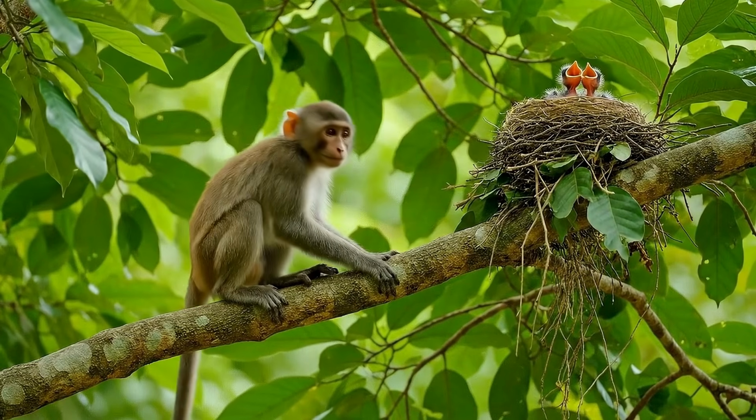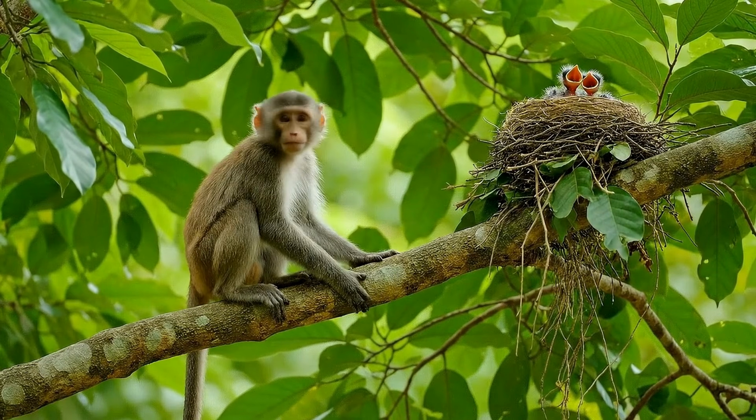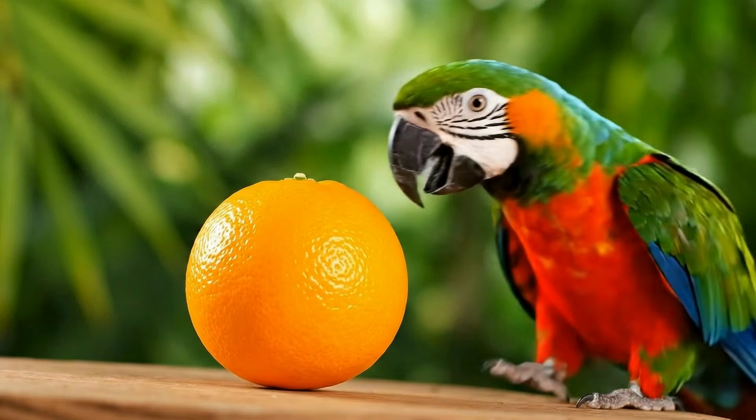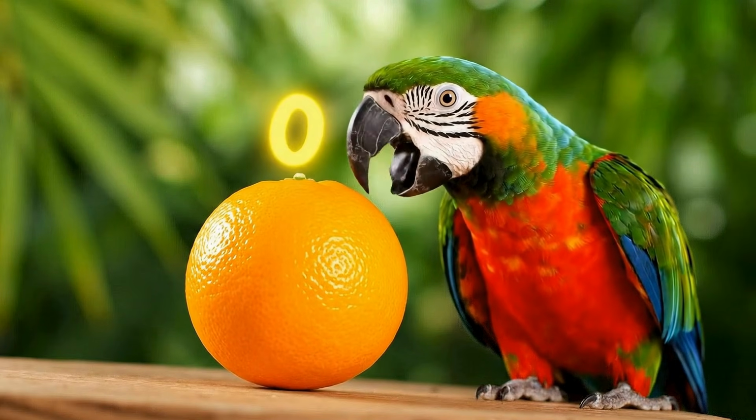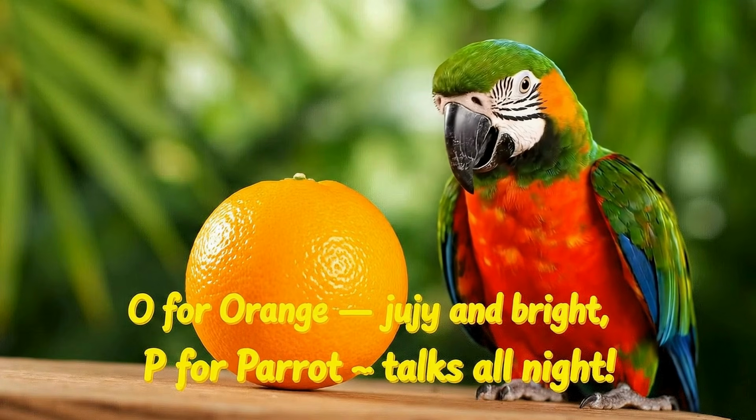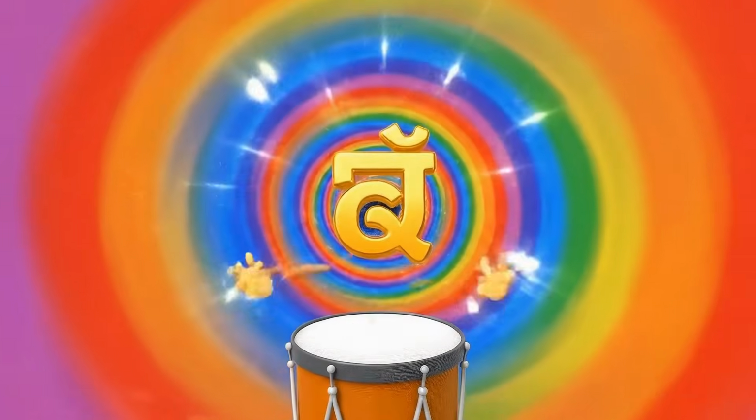N for nest, up on the tree. O for orange, juicy and bright. P for parrot, talks all night. Q to Z, come sing.